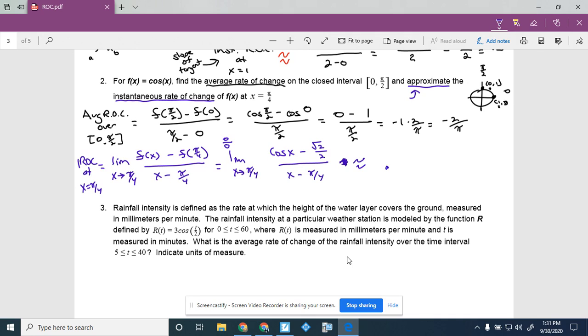Our limit's going to be approximately 707. You always want to be accurate to 3 decimal places.